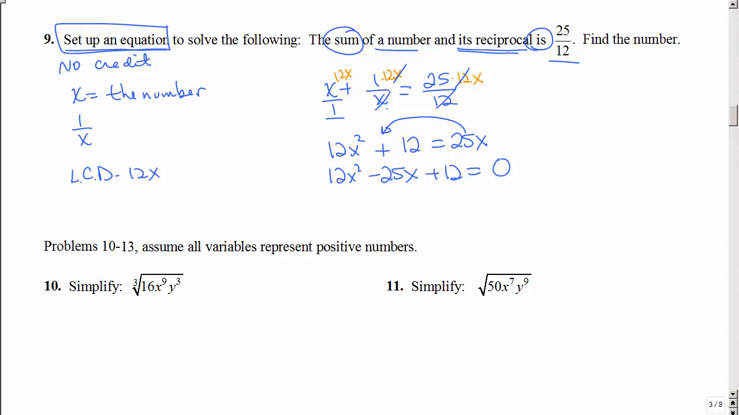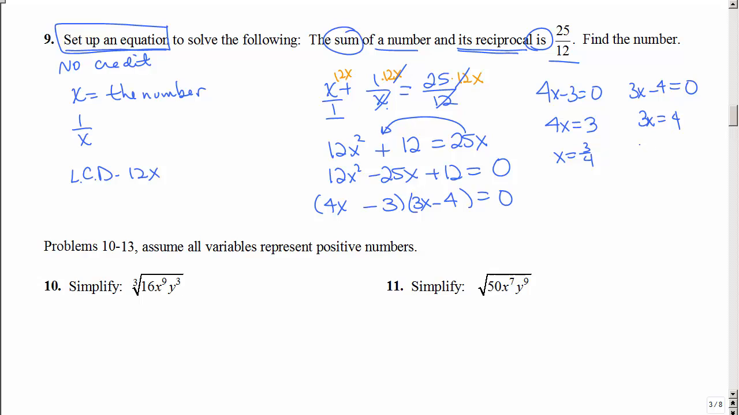And again, we have that trinomial. So whatever method, we should end up, I believe, with those numbers. Again, I'm checking to make sure I get 25 negative in the middle. And I do. So I set both factors equal to 0 and solve. Sure enough, I get two answers, but it says find the number.